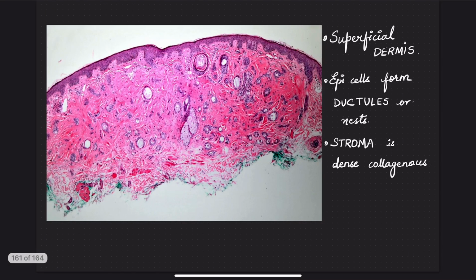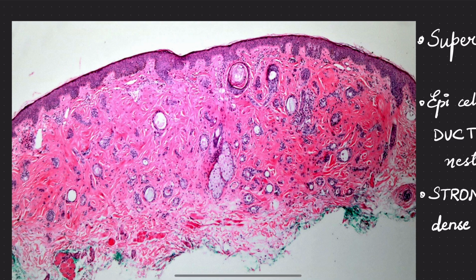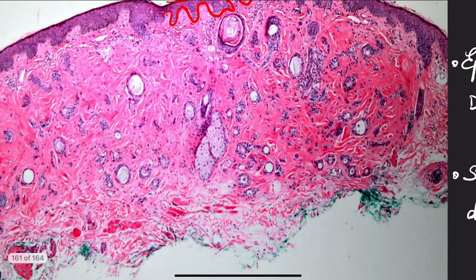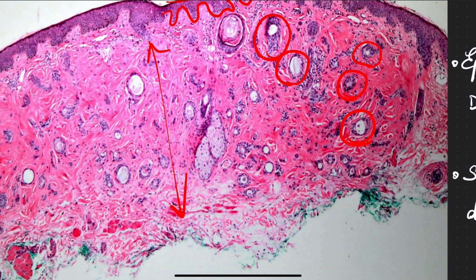Coming to the microscopy of the skin section, this is the low power view. You can visualize the epidermis being unaffected, but in the superficial dermis, you can find epithelial cells forming ductules. All these are the ductules.